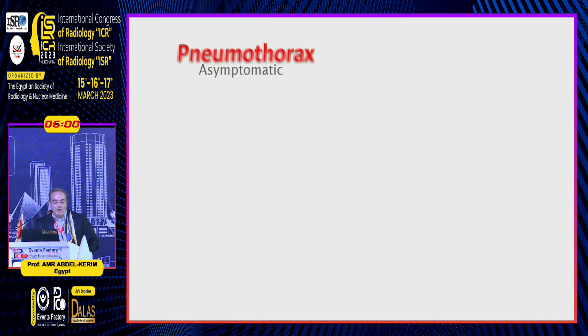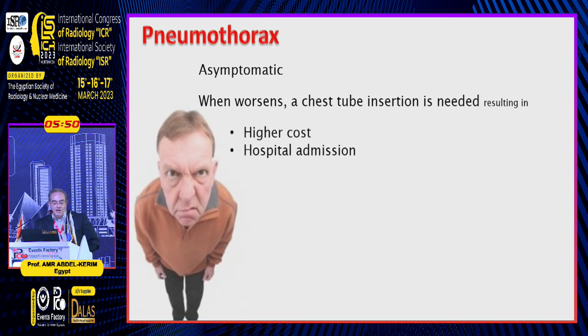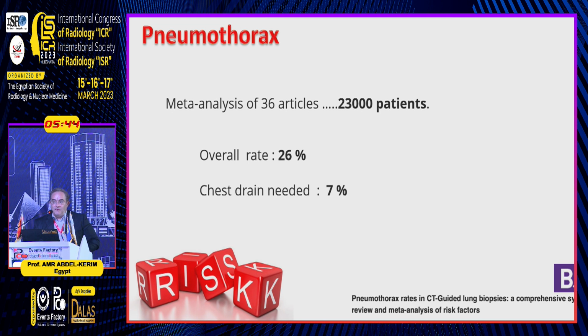This could be asymptomatic in most cases. However, when it worsens, the condition might need the insertion of a tube. This will result in higher cost and hospital admission. Definitely neither the patient nor his relatives will be happy with that. In a large available meta-analysis to date encompassing around 23,000 patients, the rate of post-biopsy pneumothorax was about 26%, and in 7% chest drain insertion was needed.